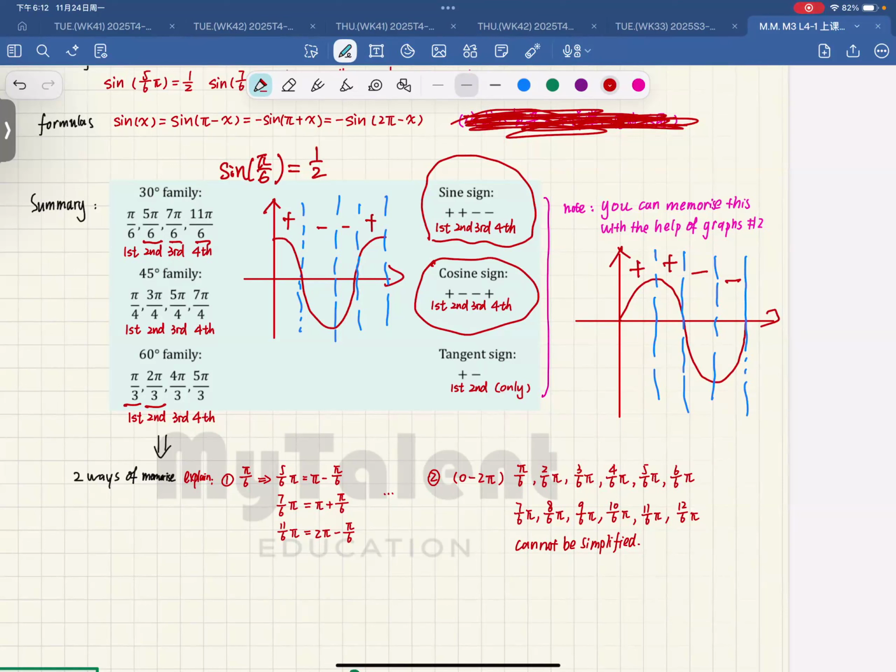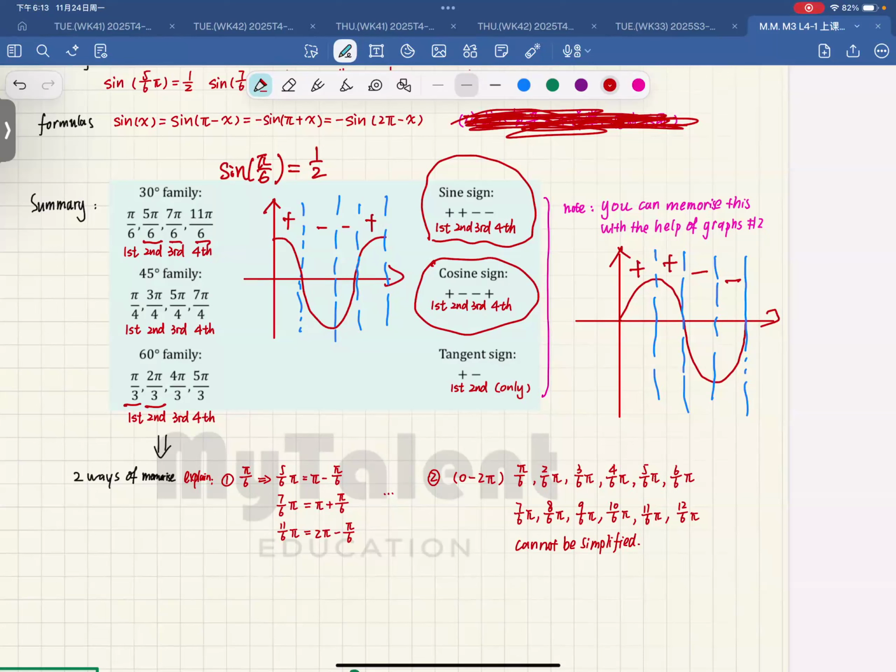What about cosine 11 pi on 6? Square root 3/2, right? Oh yeah, that's right. And the last one is √3, yeah, it is.